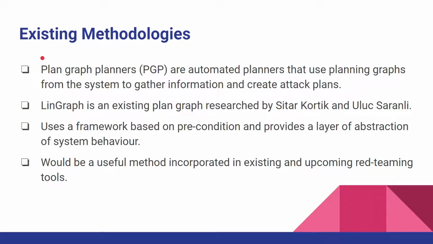Alright, so I'll be talking about the existing methodologies in red team automation and planning graphs. So PGPs, or plan graph planners, are automated planners that use planning graphs from the system to gather information and create attack plans. So these attack plans are created in order to find the best path to launch the attack.